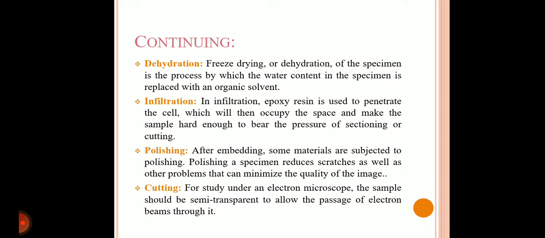Cutting. For a study under an electron microscope, the sample should be semi-transparent to allow the passage of the electron beam through it. To achieve this semi-transparent nature, the sample is cut into fine sections using a glass or diamond knife attached to a device known as an ultramicrotome. The device has a trough that is filled with distilled water. Section cuts are collected in the trough and are then moved to a copper grid to be viewed under the microscope. Section size should be between 30 nanometers and 60 nanometers to get the best resolution.